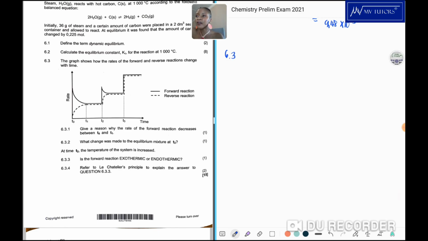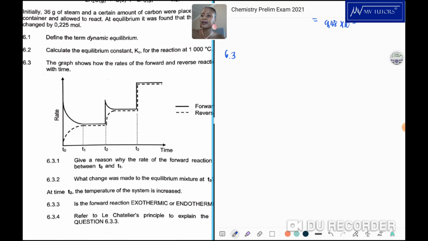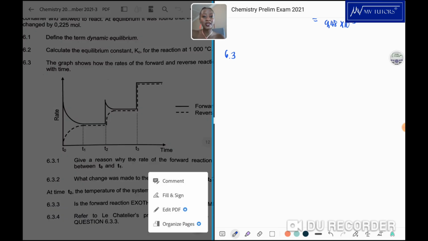Okay, so the graph shows how the rates of the forward and the reverse reactions change with time. So the solid line is the forward reaction and the dotted line is the reverse reaction. With the forward reaction, let me just make notes here. I'm going to pause and put all the notes so that we can discuss afterwards.